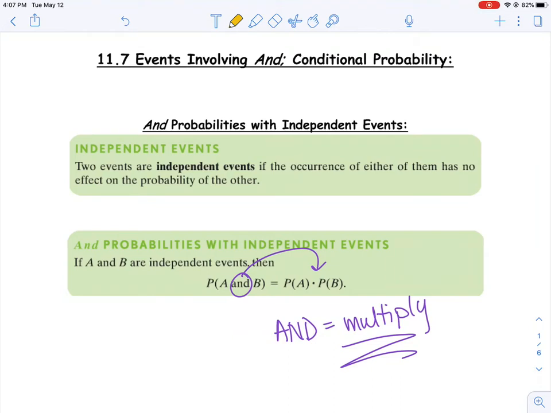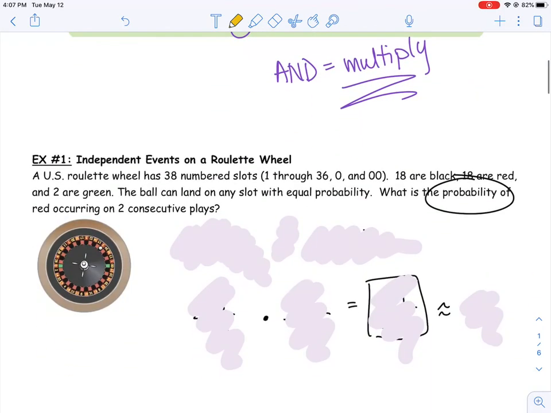together. So if we have two events that are independent events, meaning that the occurrence of either of them has no effect on the probability of the other, it means whatever happened first doesn't matter, it doesn't affect the probability of what happens second. If those two events are independent events and we're trying to find the probability of event A and event B happening, then we would multiply the two probabilities together. Let me show you a few examples.